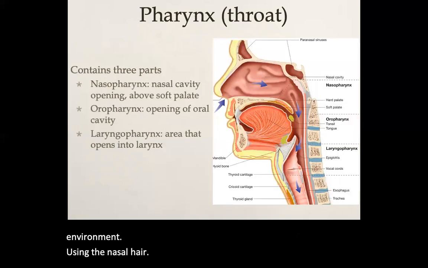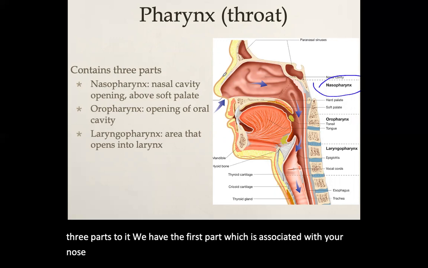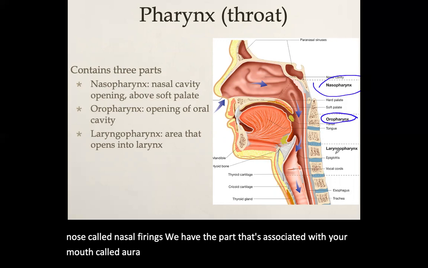We then move on to talk about the pharynx. We discussed that the pharynx has three parts to it. We have the first part, which is associated with your nose, called nasopharynx. We have the part that's associated with your mouth, called oropharynx, and the part that is associated with your larynx, called the laryngopharynx.